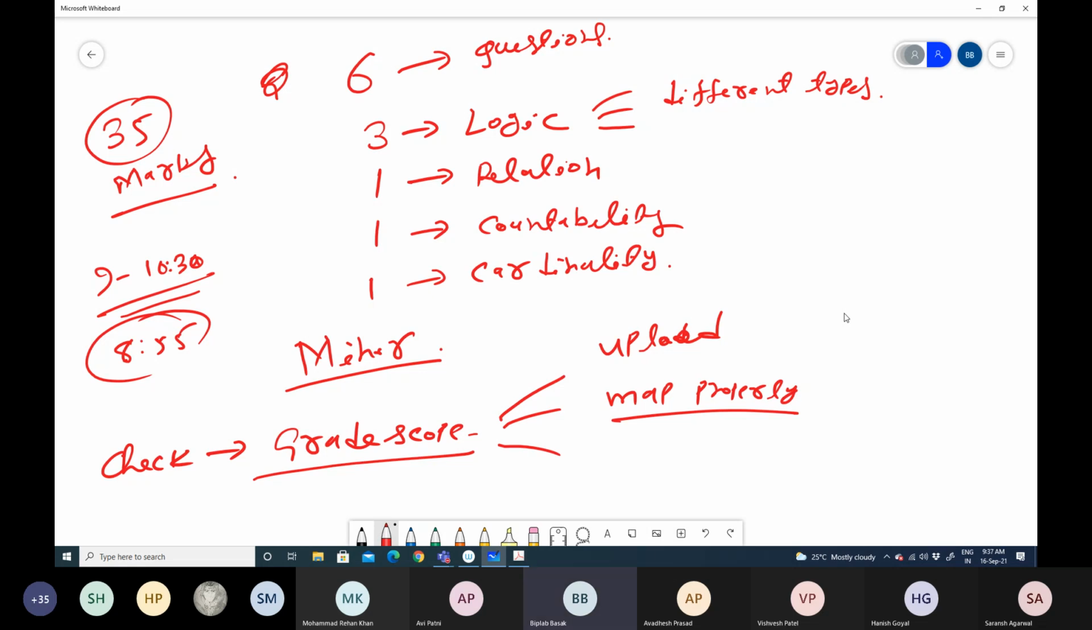So whatever marks are there for the 35, they will stay. We will adjust in the major. If it is 35 and 15, that makes 50 marks, then in the major there will be 50 marks. So 35 means 35. We will not reduce it later.